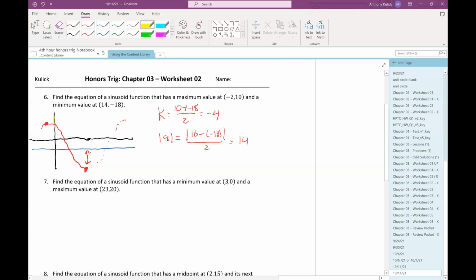So what I want to figure out is how much of a period it is from that to there. I'm just going to use my eyes. One full period is what I've drawn with the dashed line also. So this looks like a half. You guys agree with that?